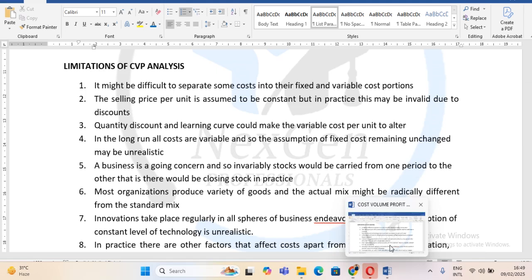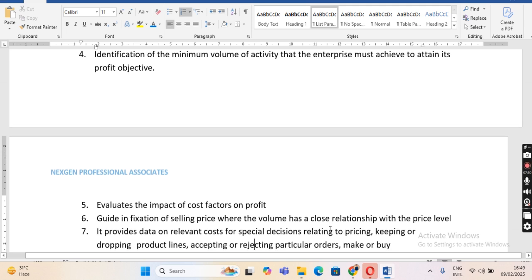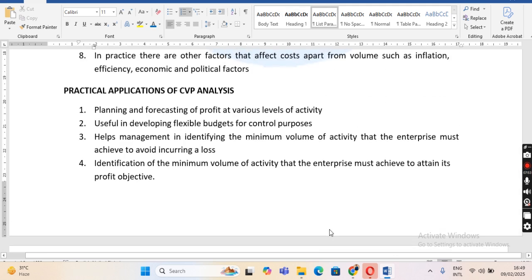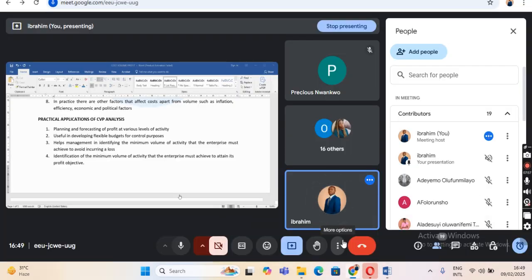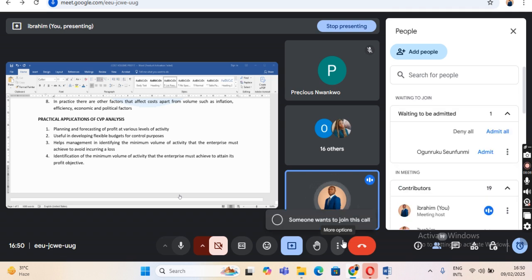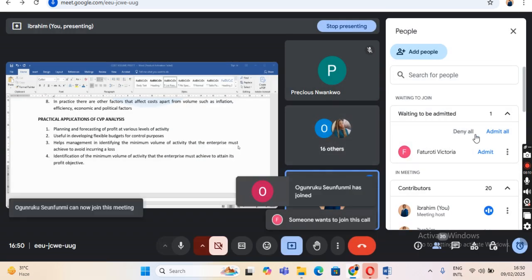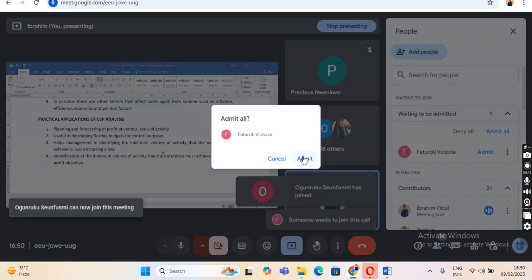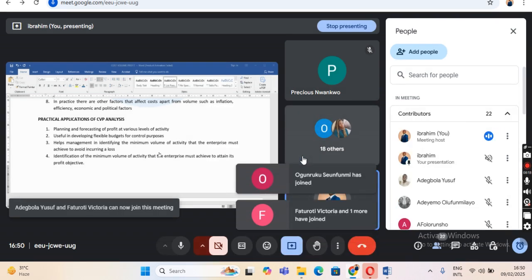Now, if this is established, we see the practical implication. What is the practical application of CVP? Don't forget that I said at the end of this class, you should be able to use it when you work in an organization, manufacturing, or you are a cost accountant, right? You should be able to apply CVP in a real life situation. Now, the practical approach is planning and forecasting of profits at various levels of activities.